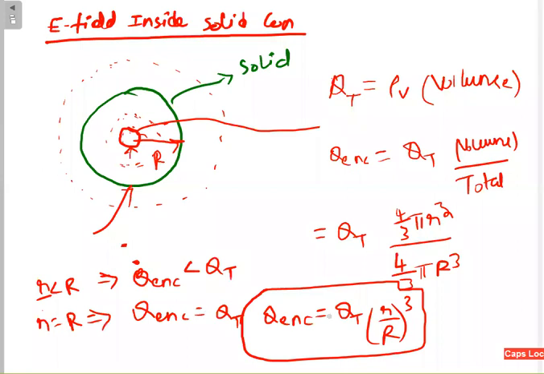So whenever Q enclosed comes, you can directly put this value. Finally, I will write this down. At any point of time, Q enclosed is equal to QT, again remember, when you are inside your solid. I will write it on the next page. Whenever small r is less than capital R, Q enclosed is equal to QT r divided by R whole cube.